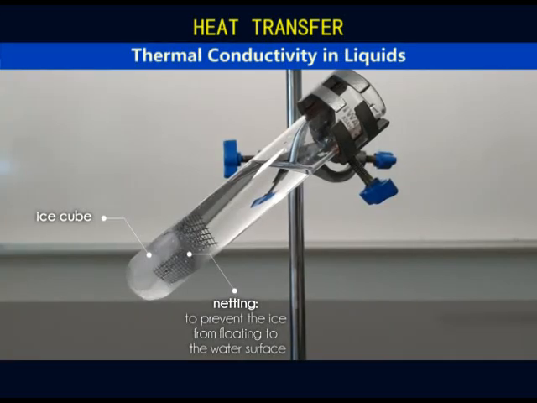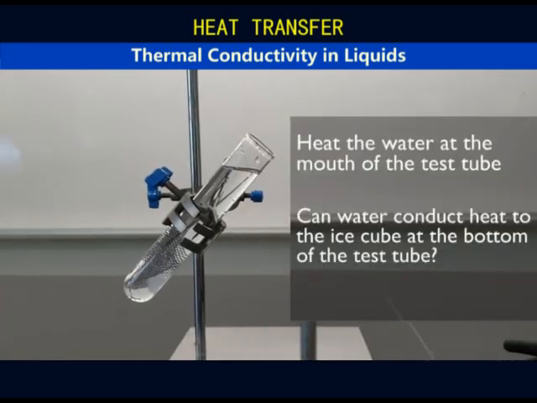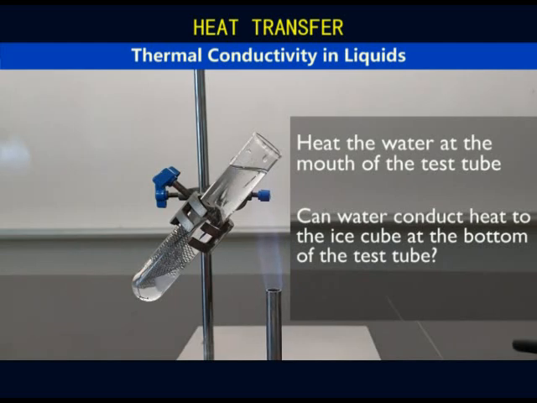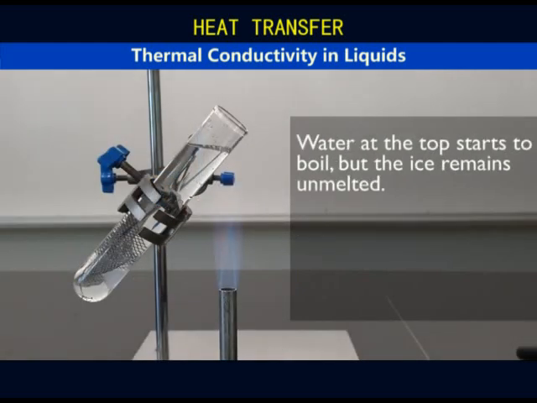Now, we put some ice cubes at the bottom of a test tube with water. Place a net wire above the ice to prevent it from floating. The test tube is secured on a clamp in an inclined position. We heat the test tube near the mouth. Water at the top starts to boil while the ice cube remains unmelted.